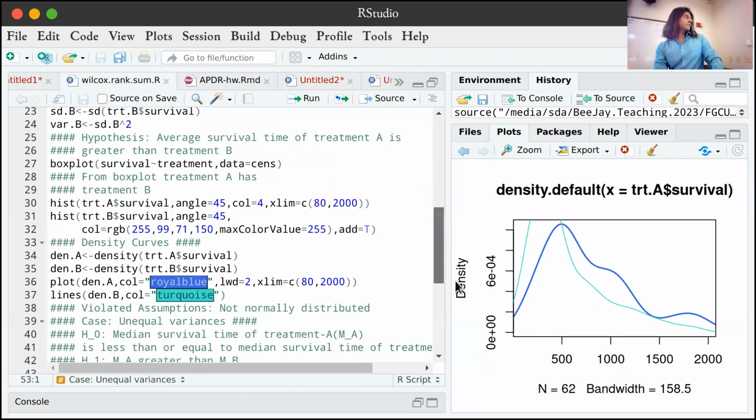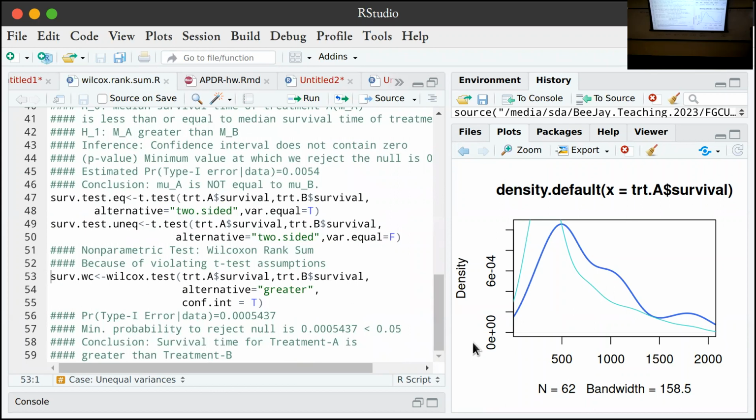This was our problem from last time. We already had our conclusions. Wilcoxon Rank Sum, our p-value was 0.005437, less than 0.05. We did reject the null. We concluded that the median survival time for treatment A is greater than the median survival time for treatment B.